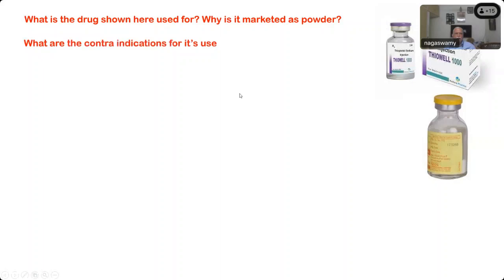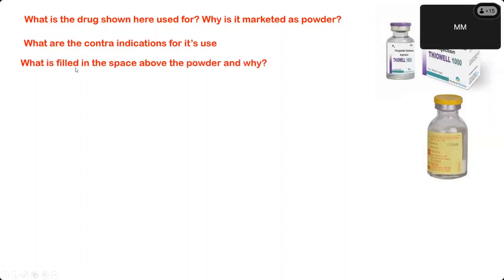Now, the next question is, what are the contraindications for its use? In which conditions should you not use it? Porphyria. Porphyria is the absolute contraindication. Other contraindications are more relevant to the clinical state.